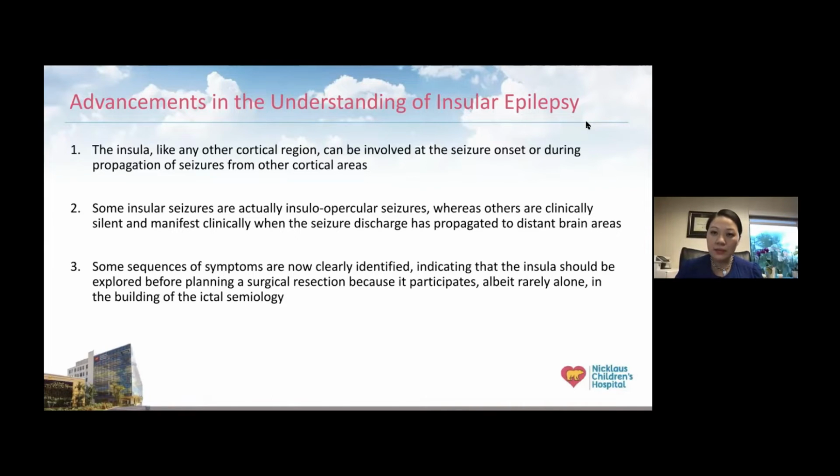Second of all, some insular seizures are actually insular opercular seizures, whereas others are clinically silent and manifest clinically when the seizure discharge has propagated to distal brain areas. The most demonstrative example of that is seizures with frontal presentation originating from the upper anterior portion of the insula that then propagate to the frontal cortex. And thirdly, while no single symptom is specific per se of ictal involvement of the insula, some sequences of symptoms are now clearly identified, indicating that the insula should be explored before planning a surgical resection because it participates, albeit alone, in the building of some ictal semiology.